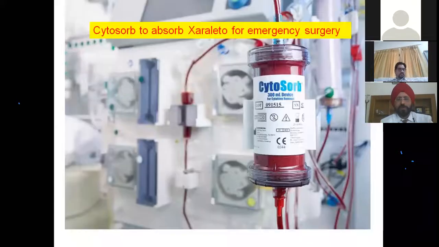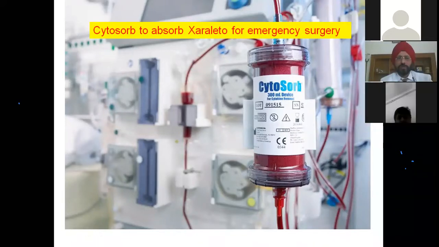Now, something new that I'll tell you, there was this patient who was on rivaroxaban for ongoing or treated DVT, and he needed an emergency heart surgery, and we were worried that he may bleed quite a bit. So we used this device. This is called a Cytosorb. It's a very nice, easy to use device.